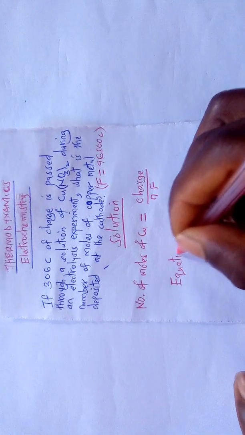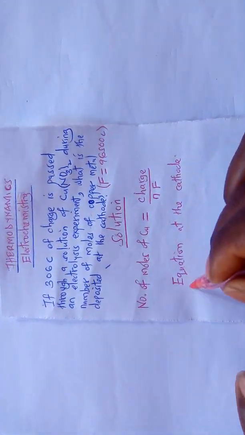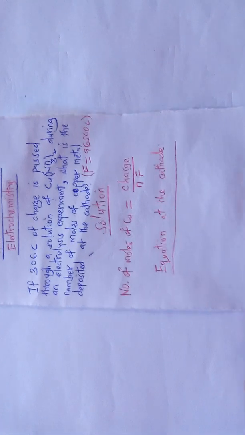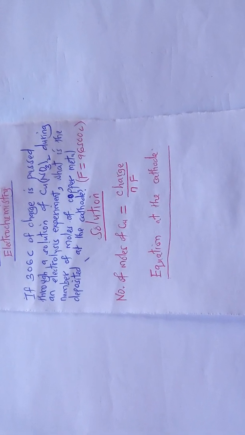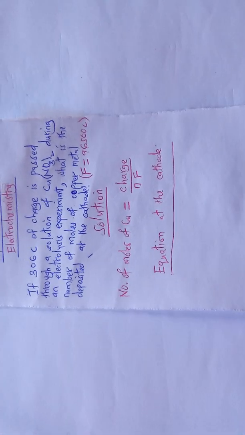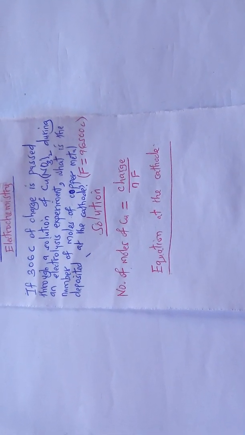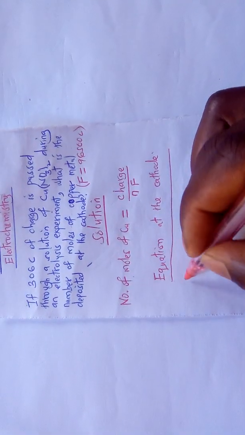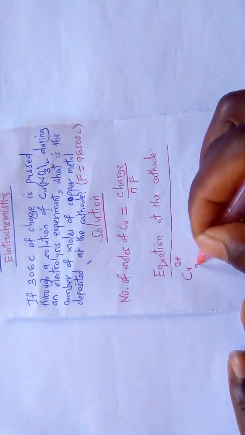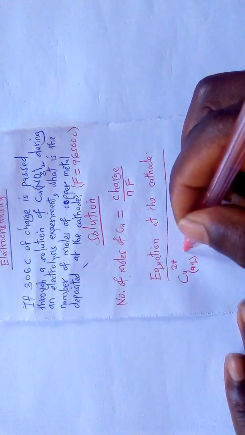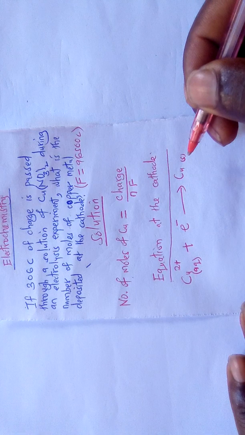So, the equation at the cathode. How can I write that equation? Remember, at the cathode, to show that electrons are gained, we must show the electrons on the reactant side. Electrons shown on the product side would show that electrons had been lost. But here, copper is gaining electrons. So we write copper, which is in ion state, aqueous, plus electrons, because electrons should be gained so that we can get copper solid.